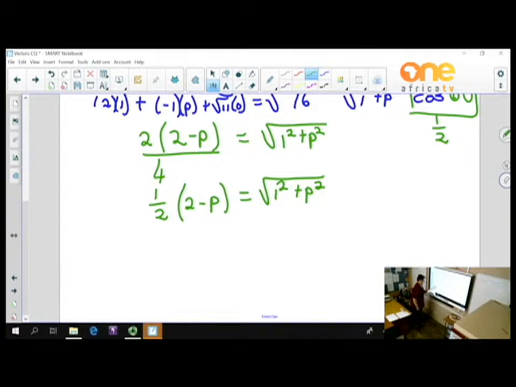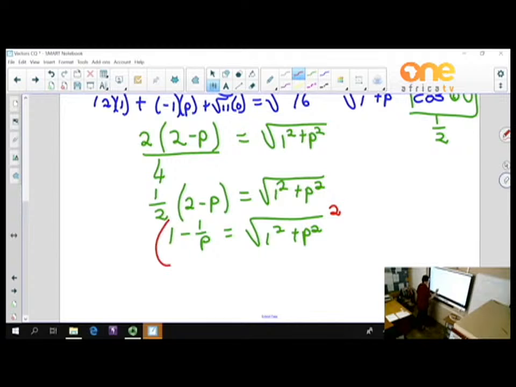And you can deal with it now in different ways here. Let's multiply it in here. Then we have 1 minus a half P is equal to the square root of 1 squared plus P squared. Now I can square the whole thing to get rid of that square root there.